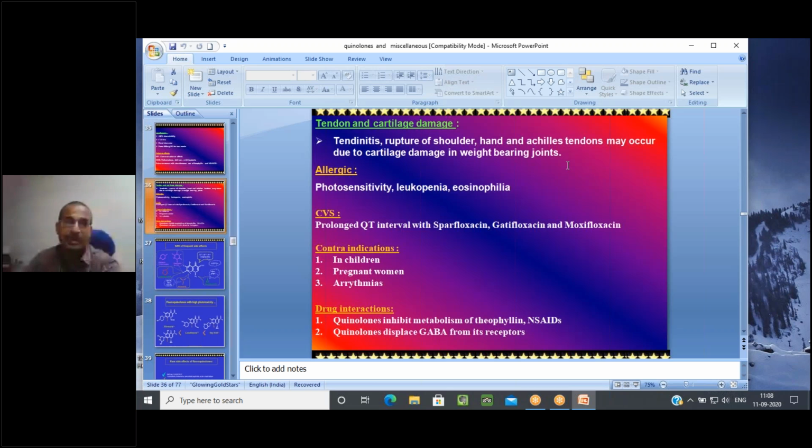Allergy is common to so many drugs. Here also you will see photosensitivity, leukopenia, and eosinophilia. And one more thing is ECG changes: we will observe a longer QT interval with the newer fluoroquinolones, that is moxifloxacin and gatifloxacin. So these are the main adverse effects.